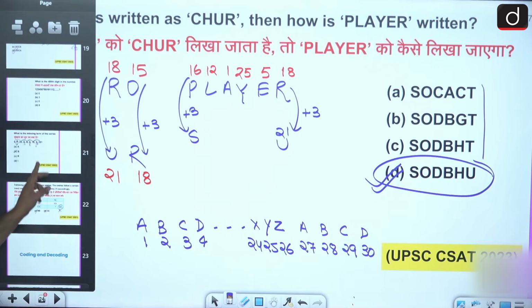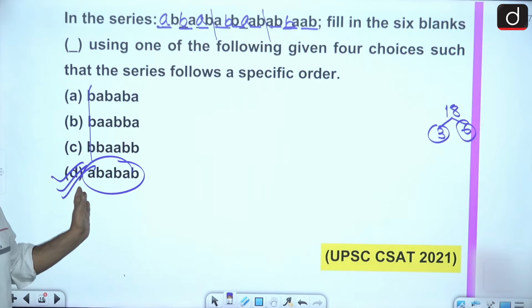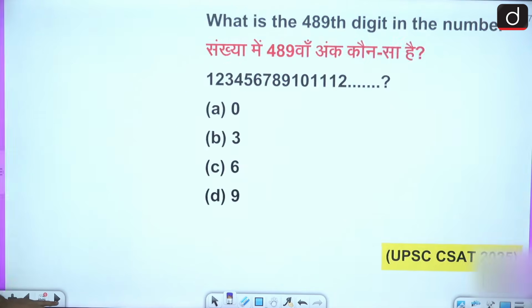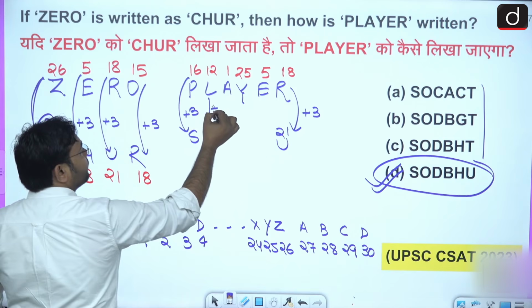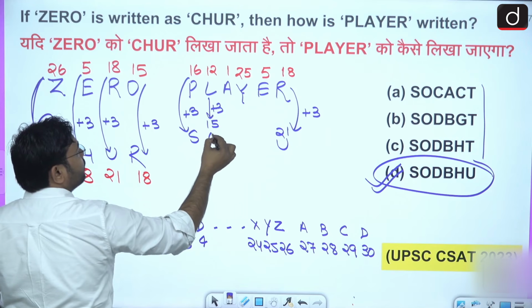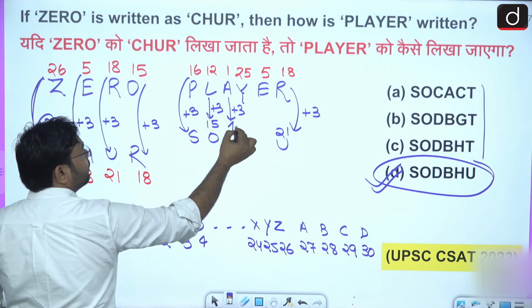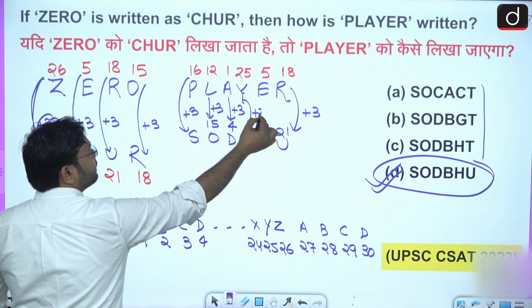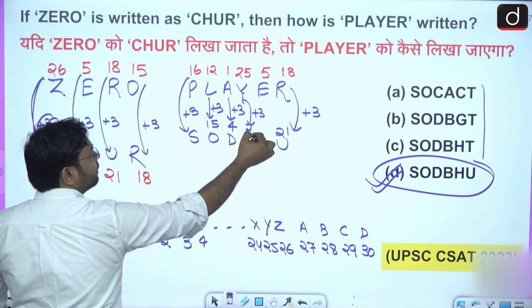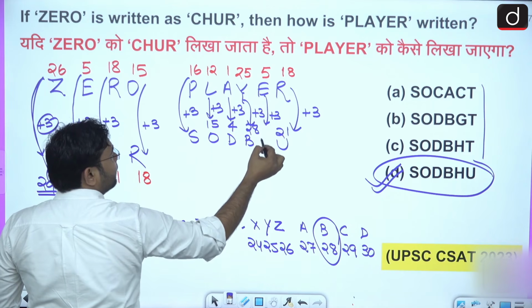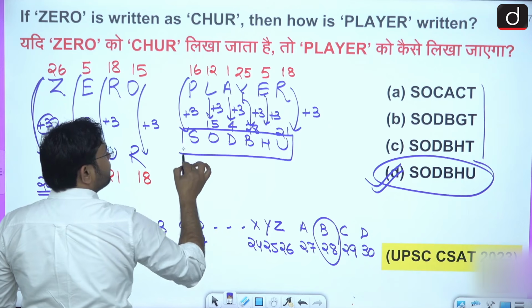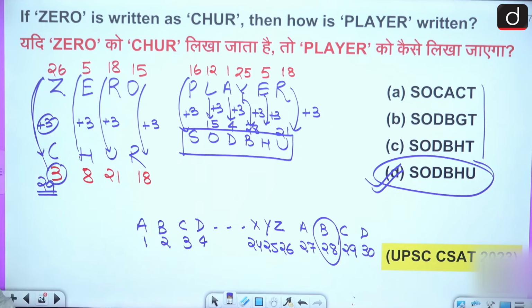Similarly, like this question. 12 plus 3 is 15. 1 plus 3 is 4, means D. 25 plus 3 is 28, means 2, and 5 plus 3 is 8. So SODBHU is your answer. Any doubt?